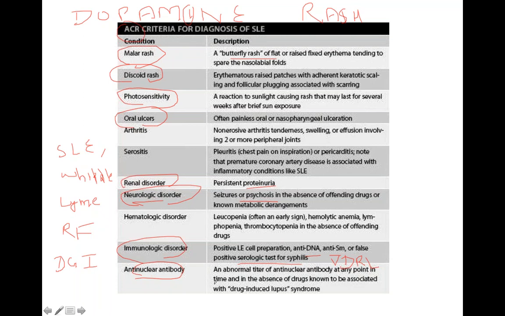And S for serositis. Serositis is inflammation of the pleural membrane causing pleurisy, or pericarditis. So there are a lot of criteria. H for hematological abnormality, like the patient has hemolytic anemia, leukopenia. Anemia in case of SLE is also an important question. It is normocytic normochromic anemia in case of SLE.